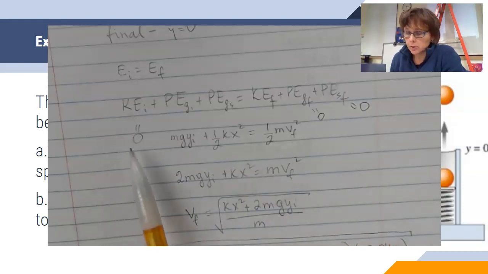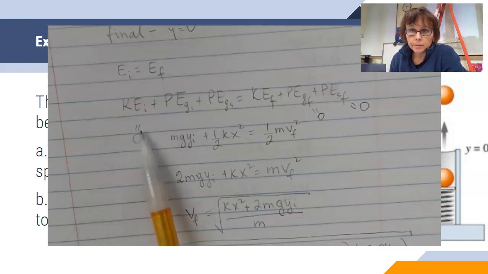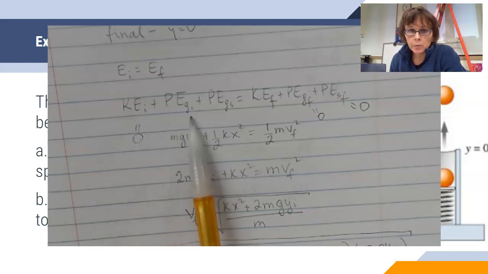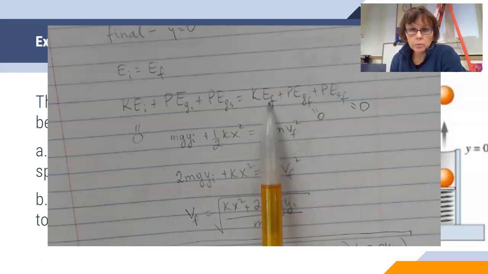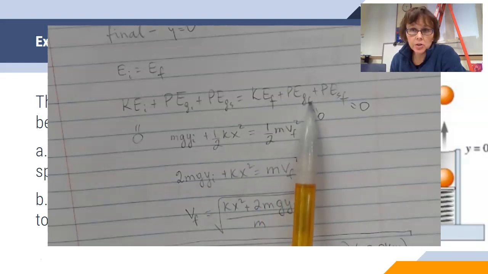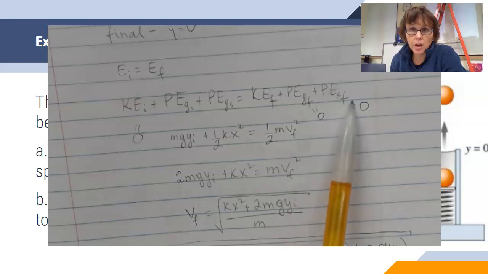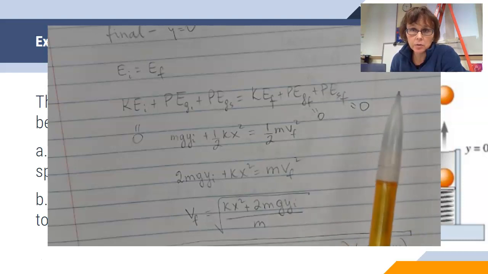In our case, when the spring is compressed, the ball is not moving, so initial kinetic energy equals 0. We have the other two though. In the final position, the ball is moving, but we do not have gravitational potential energy because it's at 0 at the reference point, and we do not have elastic potential energy because the delta x is 0.